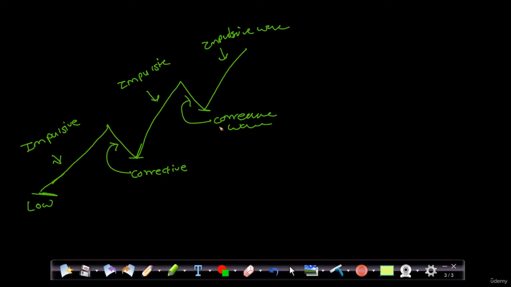Now you can say, sir, every time the market is moving like this, so can we mark impulsive and corrective every time? How can we figure it out from these patterns? Let's take an example here. Here Elliott suggested golden rules. What are the golden rules?